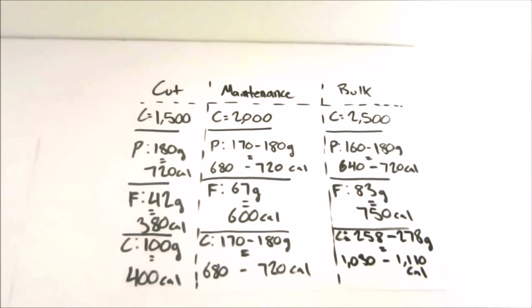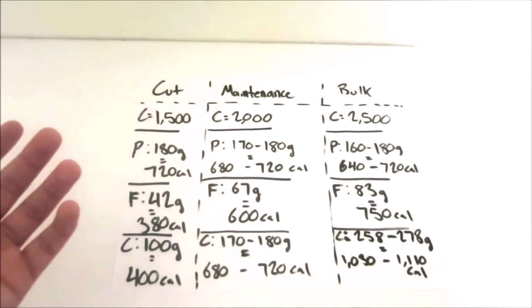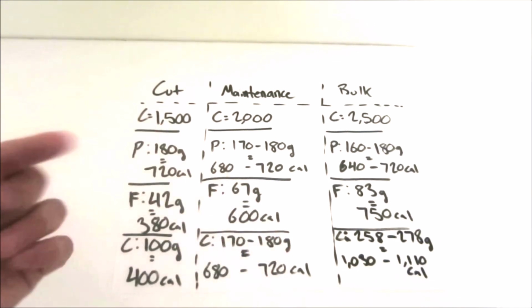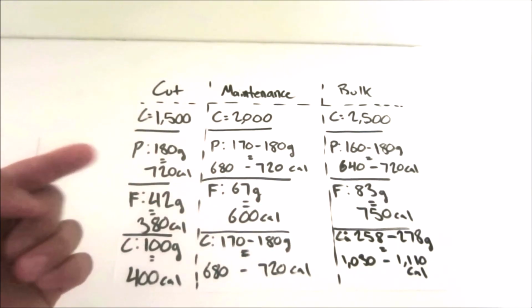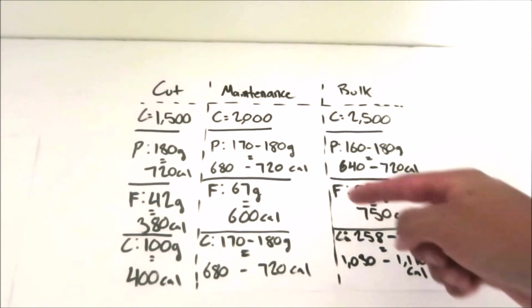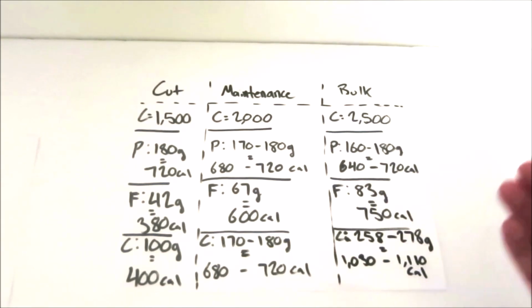So that would leave us anywhere between 680 to 720 calories for carbs. Now that we have these numbers, we just divide each of these by 4, and we would get 170 to 180 grams of carbs. And that would take us to our 2000 calorie mark to be at maintenance.